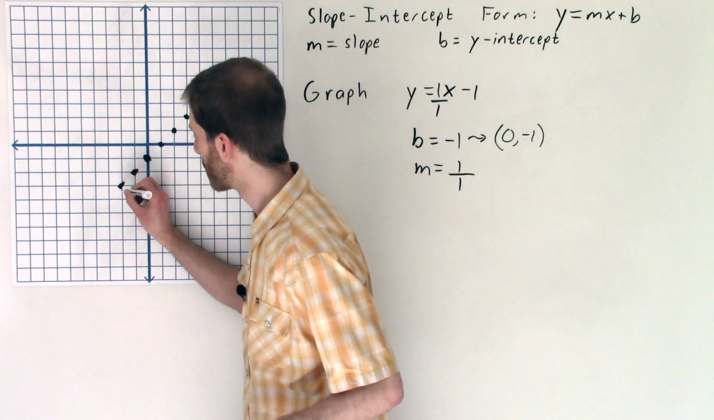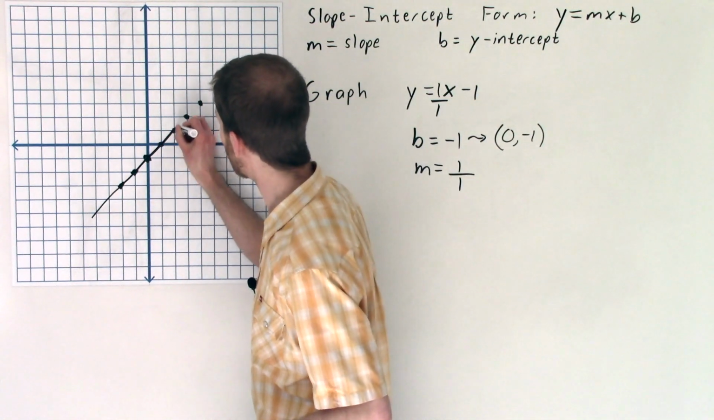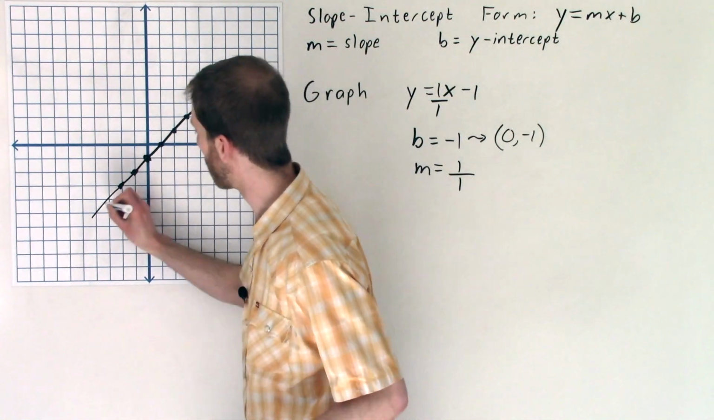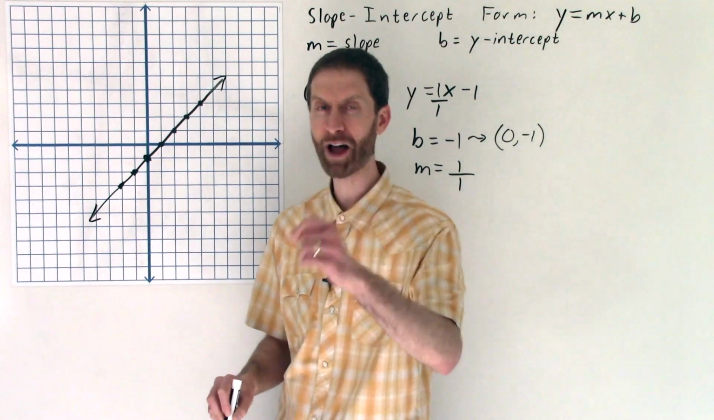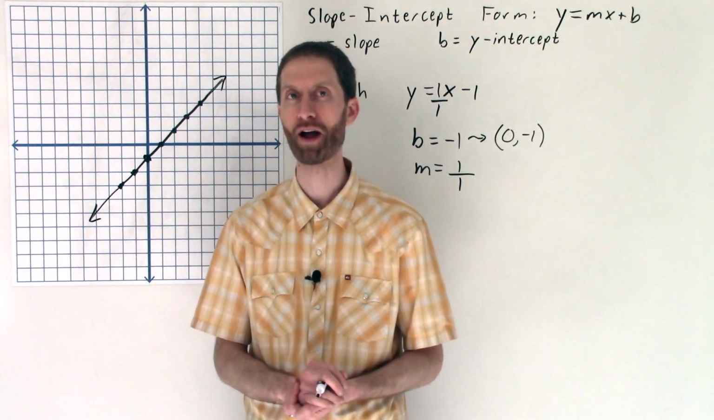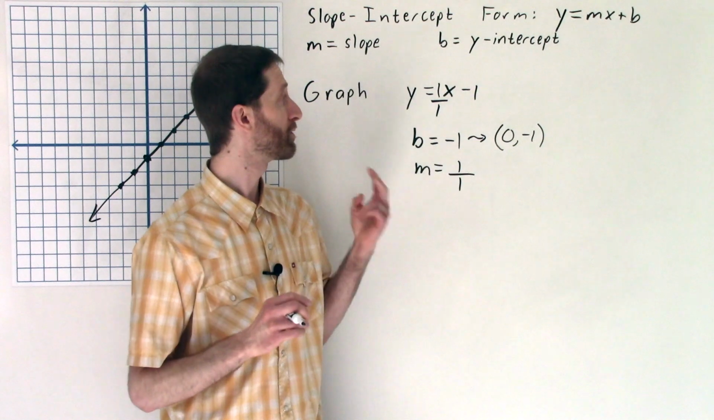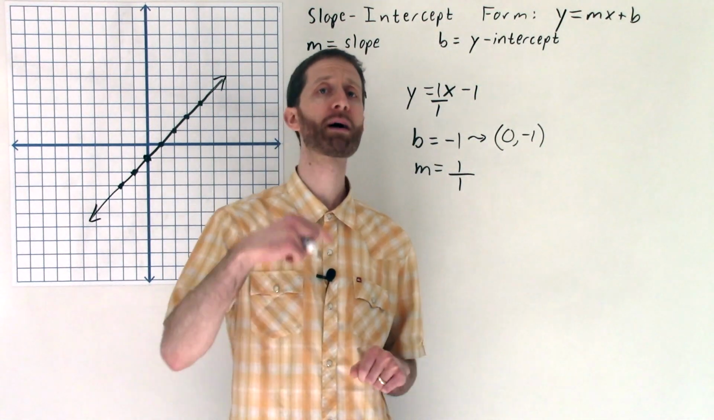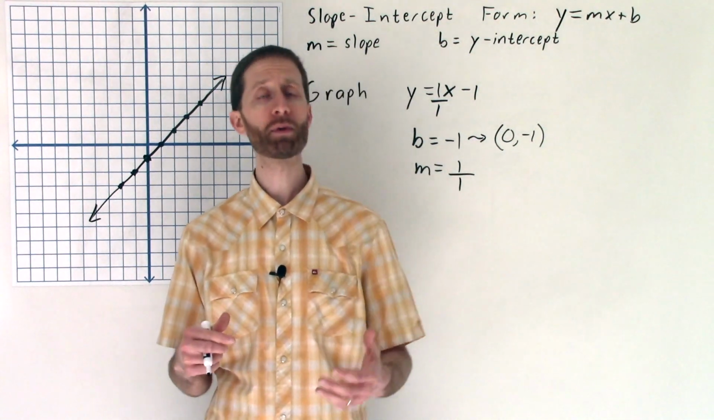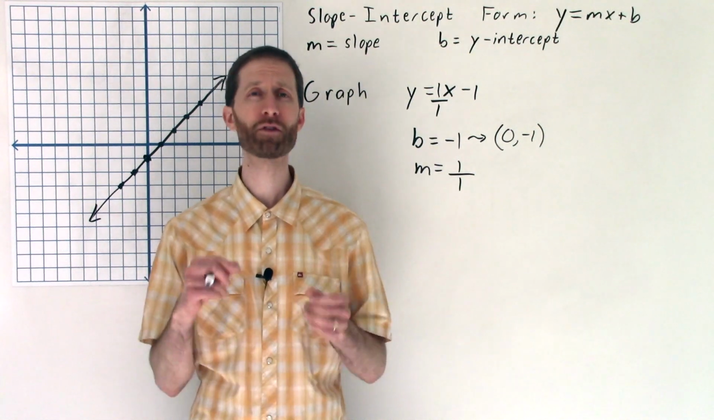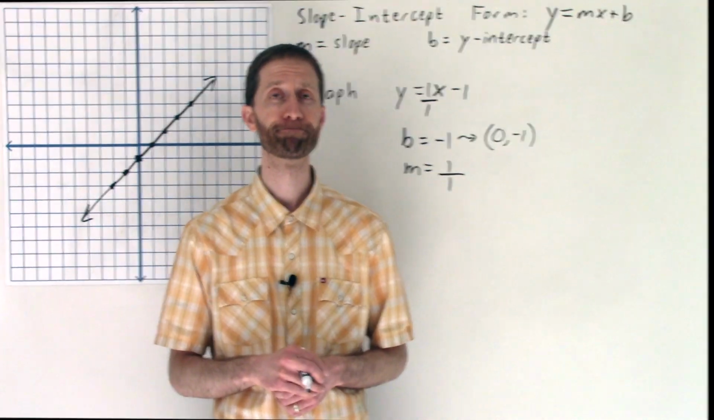Down 1, left 1. Now we just draw a line connecting all the points. Bam! And there is yet another line with infinitely many points on it. We just happen to graph a few of those points. We have 2 more problems left in this video, so I'll come back to you in the next clip with a couple of other examples of slope-intercept form that differ just a little bit from what you've seen.